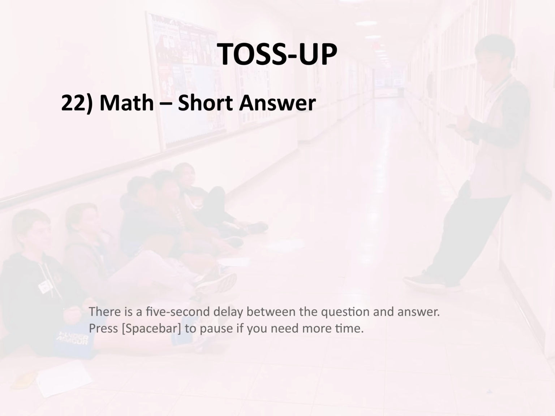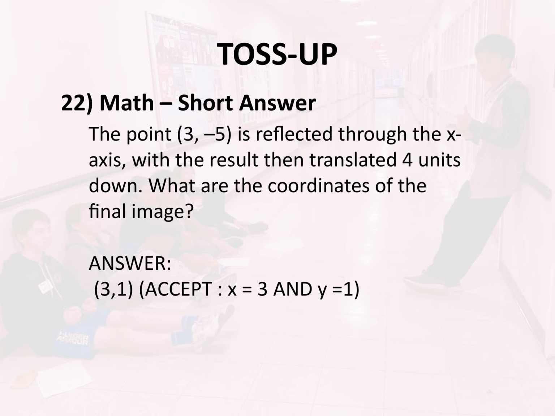Toss-up 22. Math, short answer. The point (3, -5) is reflected through the x-axis, with the result then translated 4 units down. What are the coordinates of the final image? Answer: (3, 1).